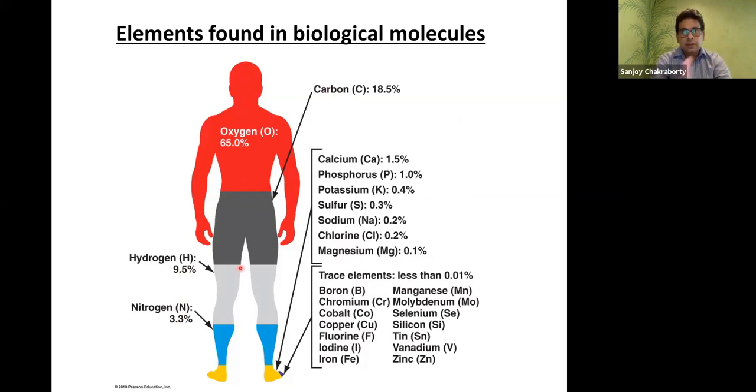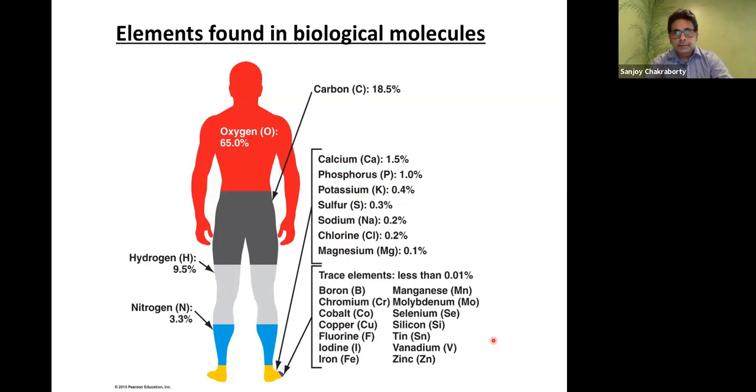Most books will say that. Some books also consider calcium and phosphorus. For our purpose, we're going to focus on these 4: carbon, oxygen, hydrogen, and nitrogen. These 4 are the main elements, I would say. Then comes a major group that includes calcium, phosphorus, potassium, sulfur, sodium, chlorine, and magnesium. You don't have to memorize them. And then there's a very tiny amount. Those are called trace elements. Again, you don't need to memorize these as well.